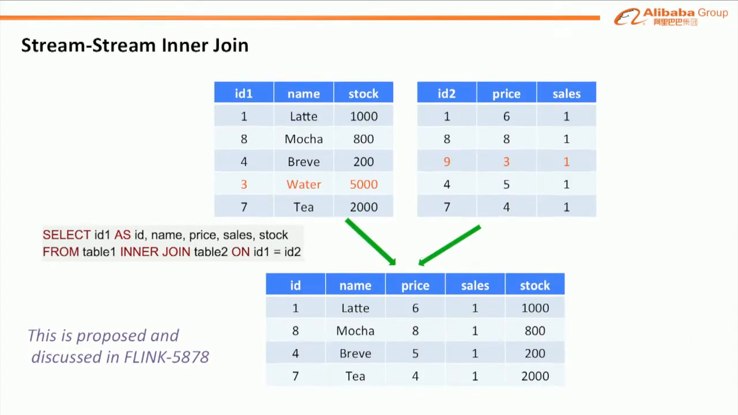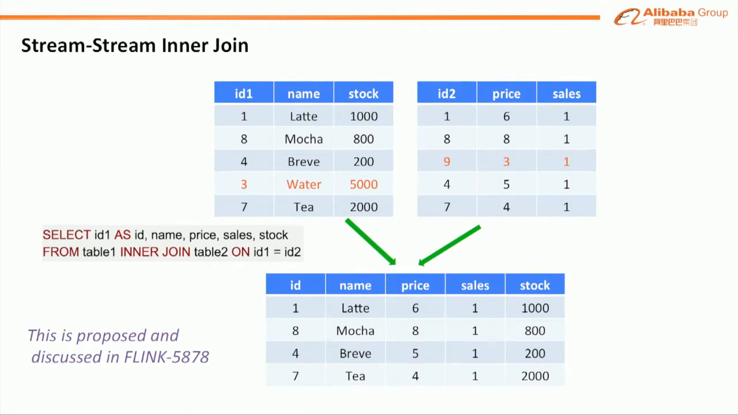So in this problem, for example, in the previous case, the name and stock are in one left table and the price and sales are in another table. If you want to get a similar result as the previous query, you basically need to connect the tables. So this is called a stream join.